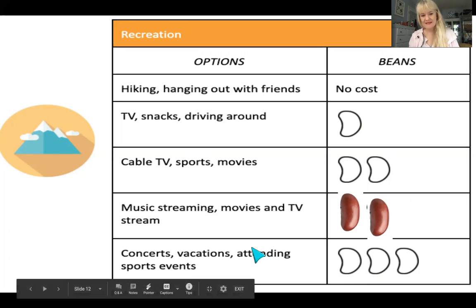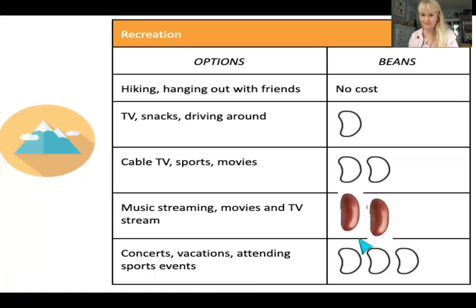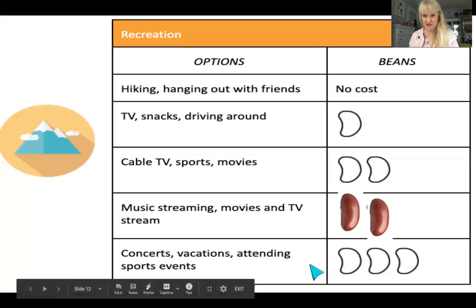For 3 beans, I can go to concerts, I could take a vacation, and I can go to sports events sometimes. But I chose to spend 2 beans. You can spend nothing, or you can spend however you want to for this one because there's no star. It's your choice.